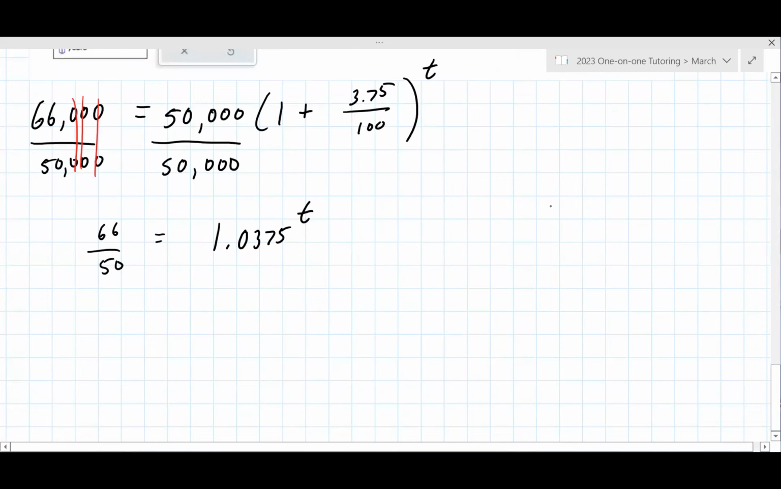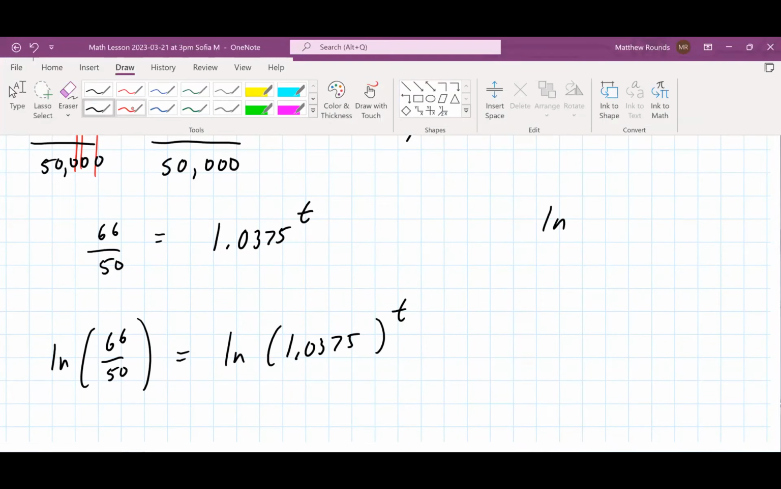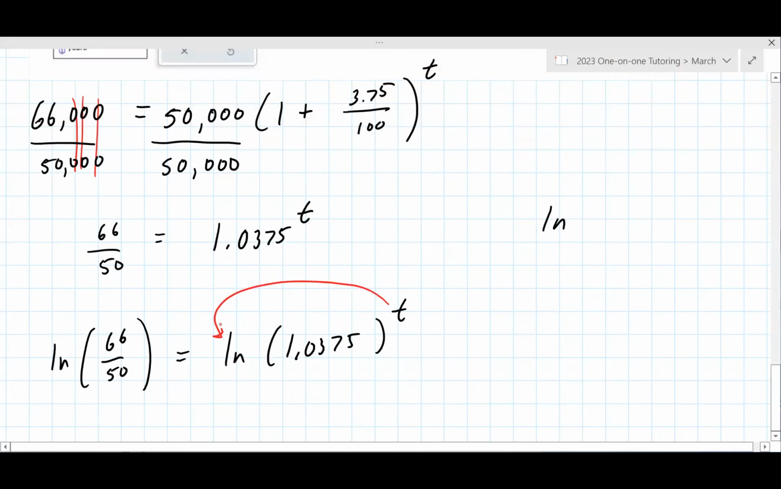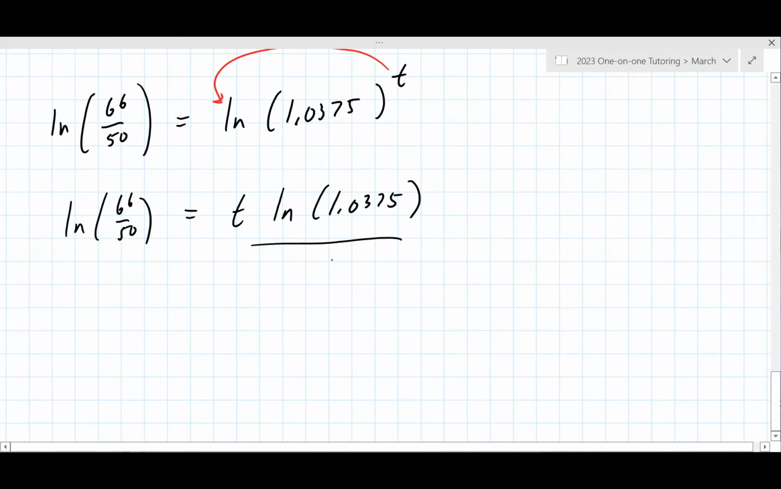This is where you have to use ln, or natural logarithms. So natural log 66 over 50 equals natural log 1.0375 to the power of t. This allows that number to come in front, like that, by the natural log property. So we get natural log 66 over 50 equals t times natural log 1.0375. You divide both sides by the natural log of 1.0375. It is a number. It's just not a friendly number.